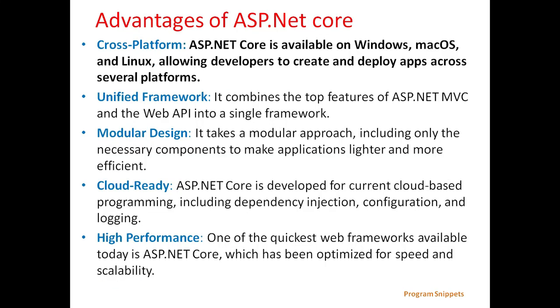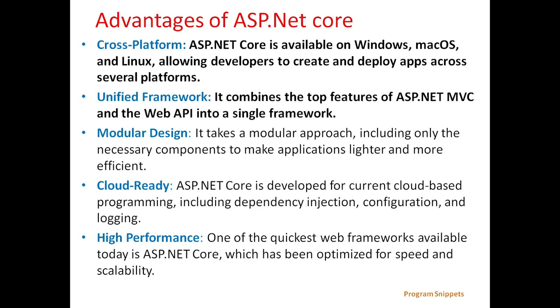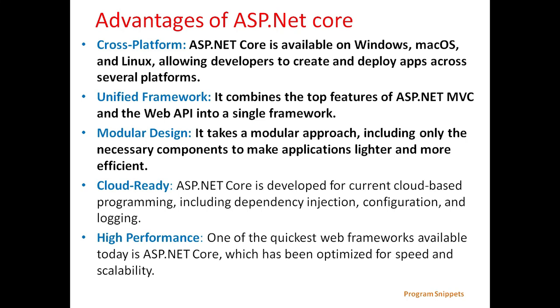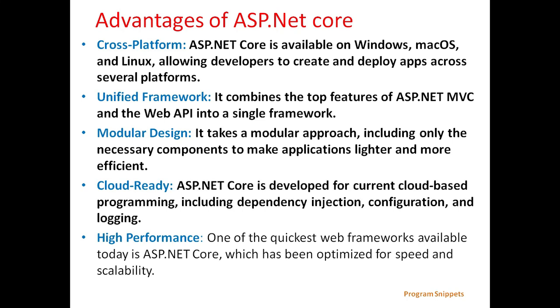Advantages of ASP.NET Core are cross-platform. ASP.NET Core is available on Windows, macOS and Linux, which allows developers to create and deploy applications across several platforms. Then unified framework. It combines the top features of ASP.NET MVC and the web API into a single framework. Modular design. It takes a modular approach, including only the necessary components to make applications lighter and more efficient.